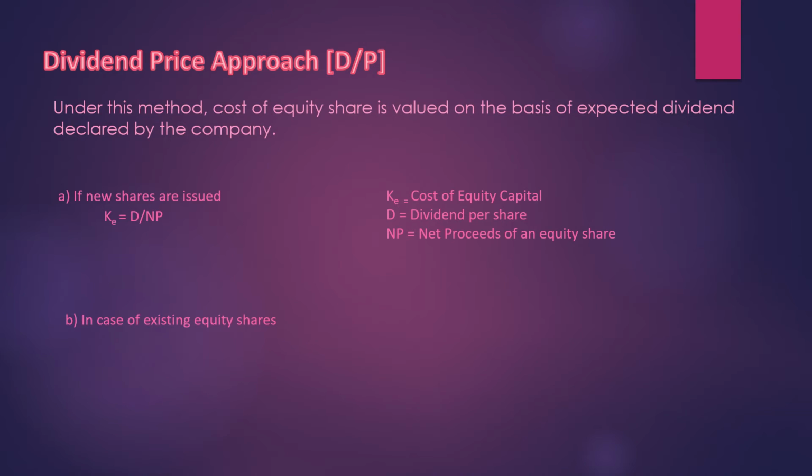Now the next condition is in case of existing equity share. When we calculate the cost for an existing equity share, then the formula will be KE equals D by MP. Here KE is the cost of equity capital, D is the dividend per share, and MP is the market price of equity shares. Now I will discuss the first situation, that is, when new equity shares are issued, what will be the cost of an equity share.